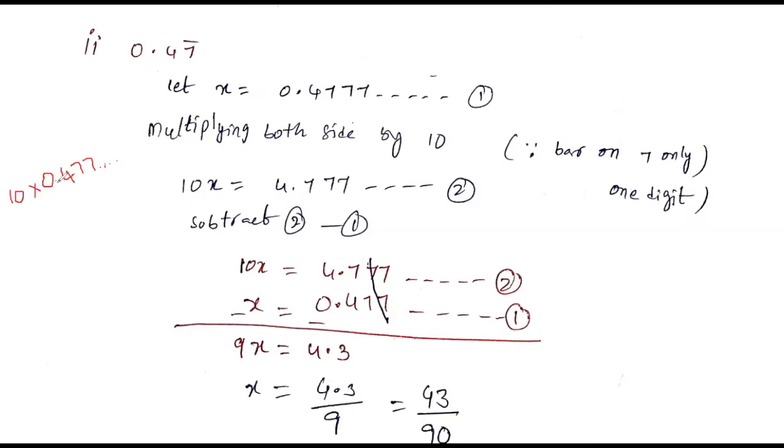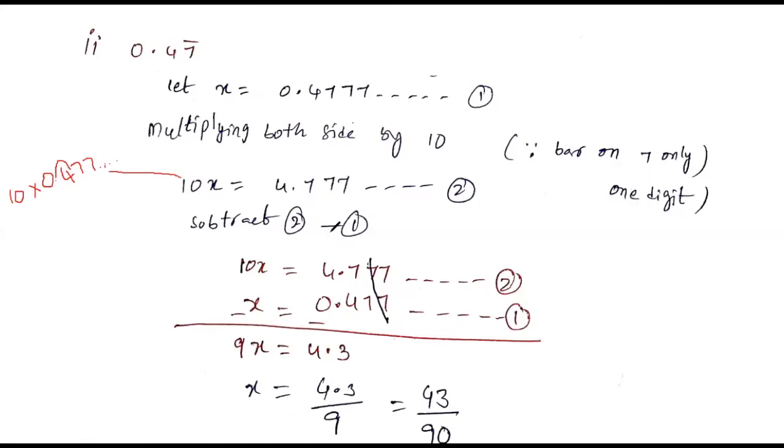Here 10 into 0.477 means multiply by 10, so the point will move here. I wrote 4 point directly, that's why. 10x is equal to 4.777, equation 2. Subtract equation 1 from equation 2. So can we leave it at 4.3 by 9, sir?